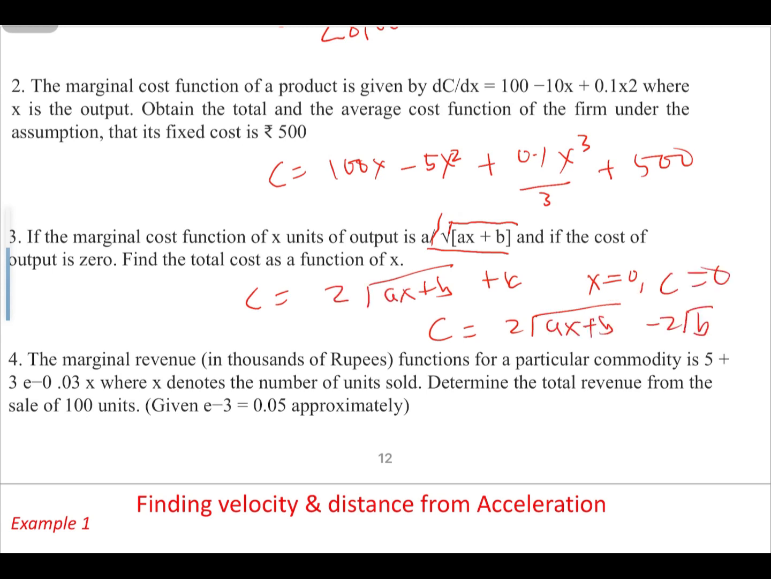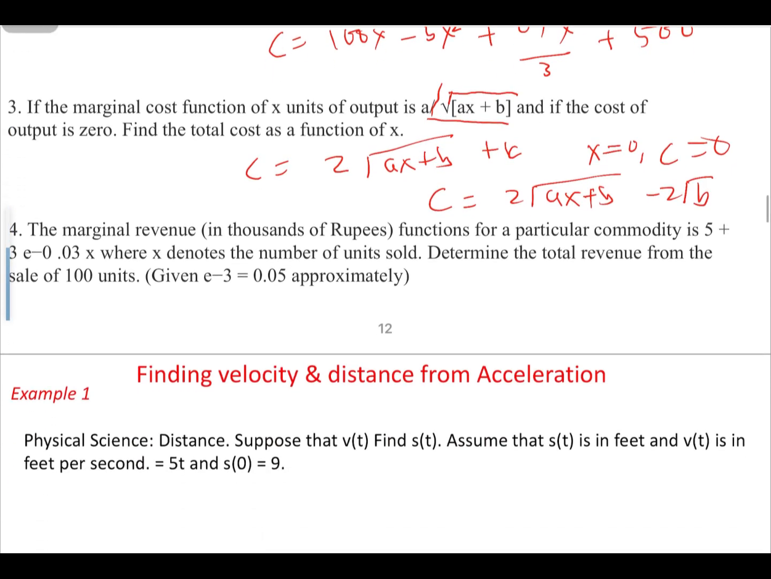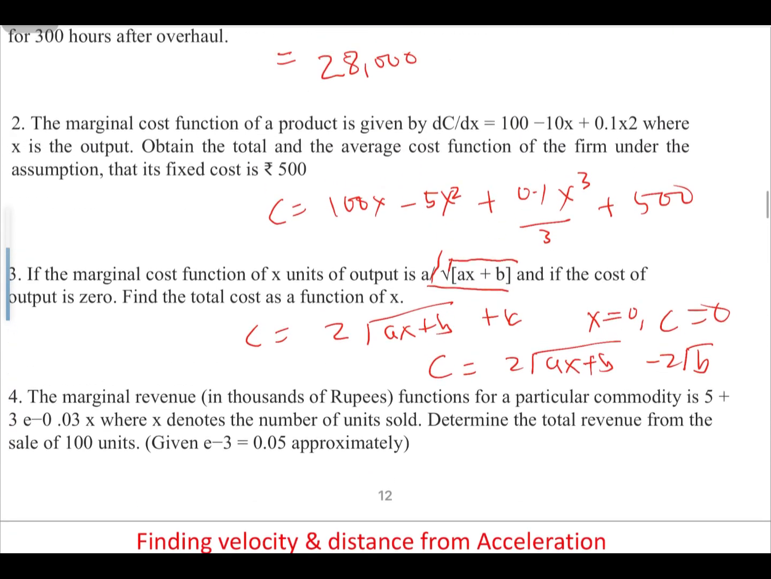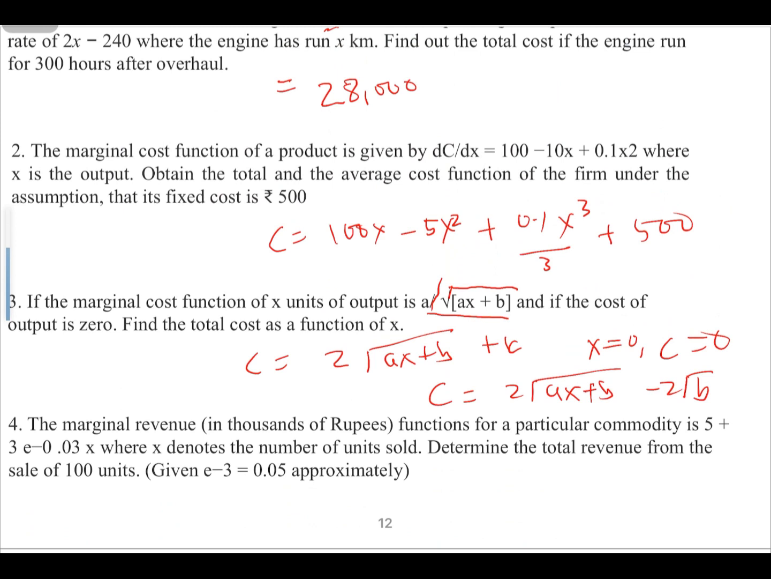Please do well and solve these questions. It will be for your own good. And then the last one is the marginal revenue question, with the marginal in thousands of rupees. I don't want to talk much about it, because I'll end up solving it for you. So I would like you to try it on your own.